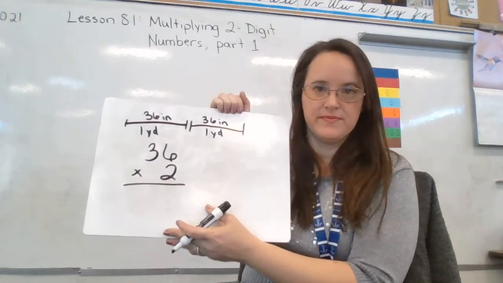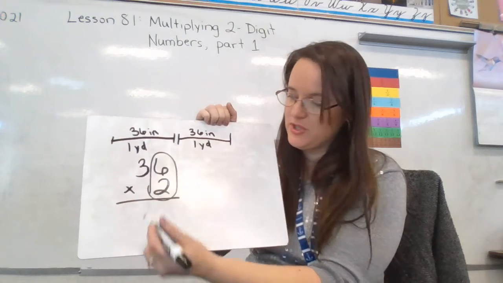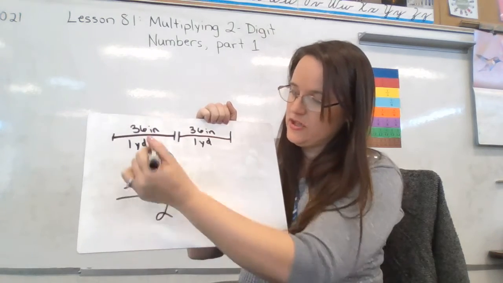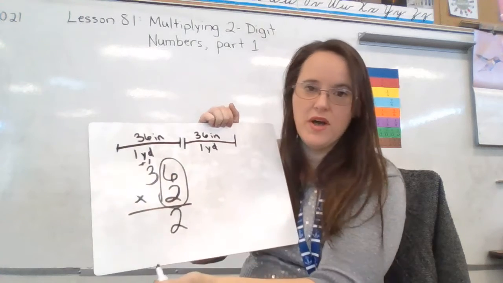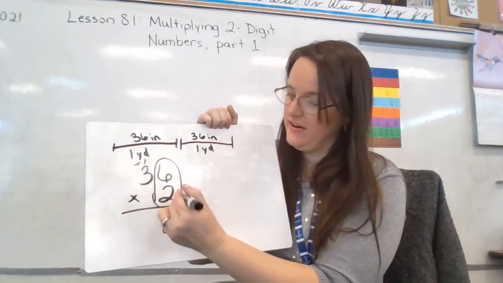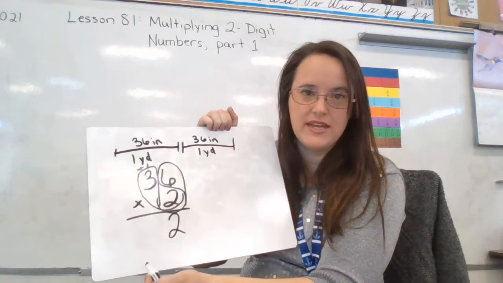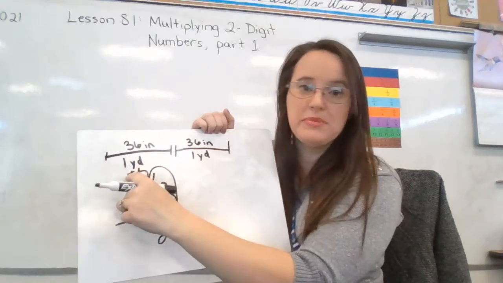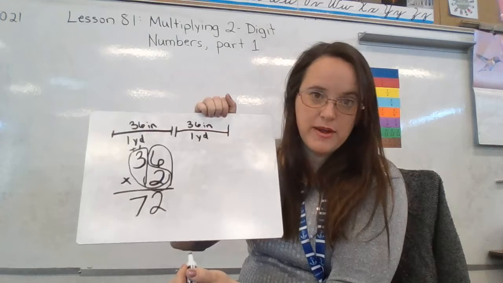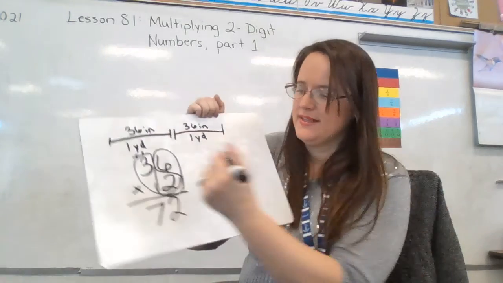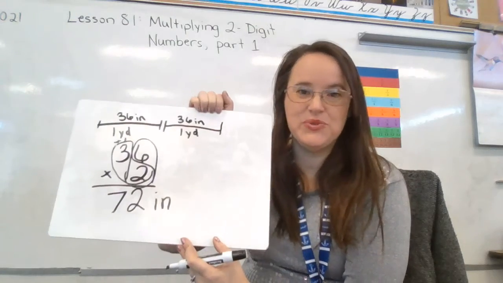36 times 2. So we're going to multiply our 1's place. 6 times 2 is 12. Oh, I have to carry, so I'm going to put a little plus 1 to remind me to add there. Then I multiply my 10's place. 2 times 3 is 6 plus 1, so we have 7. And it's a word problem, 72 what? 72 inches are in 2 yards.